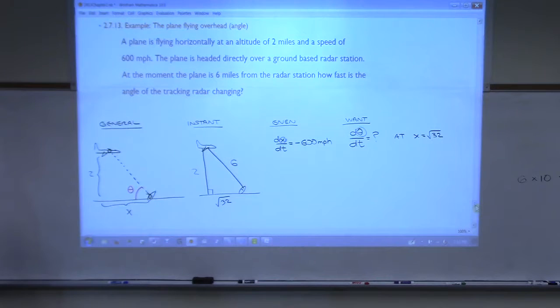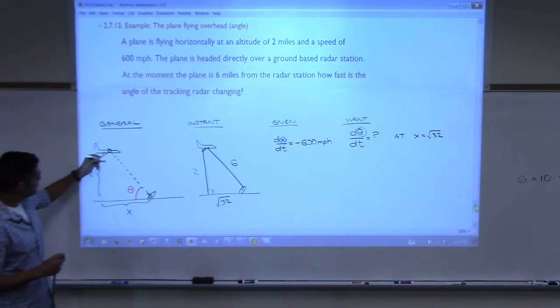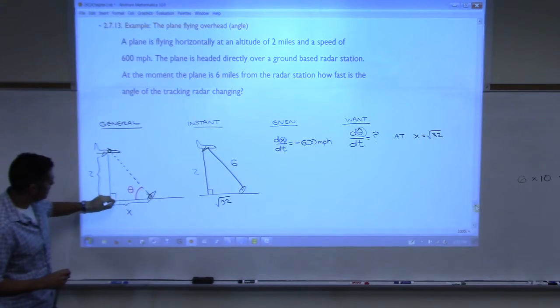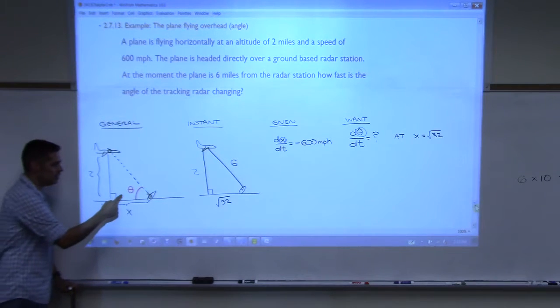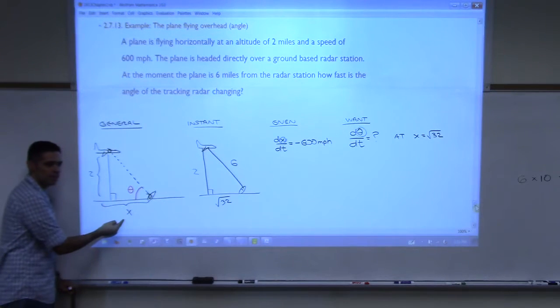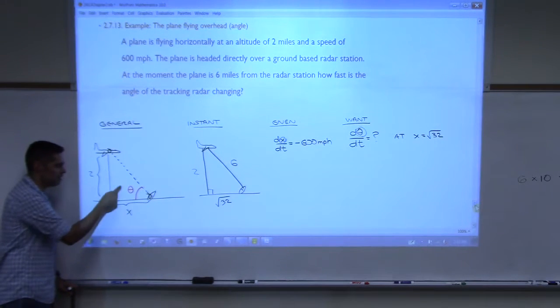Close, close. Tangent. The tangent function from pre-cal. Tangent is which side of a right triangle over which side? Opposite over hypotenuse. Does everyone agree? Tangent of theta is 2 over x. Opposite over adjacent. Is that what I said? You said opposite over hypotenuse. Oh, I did? I'm sorry. Opposite over adjacent is what I meant to say.